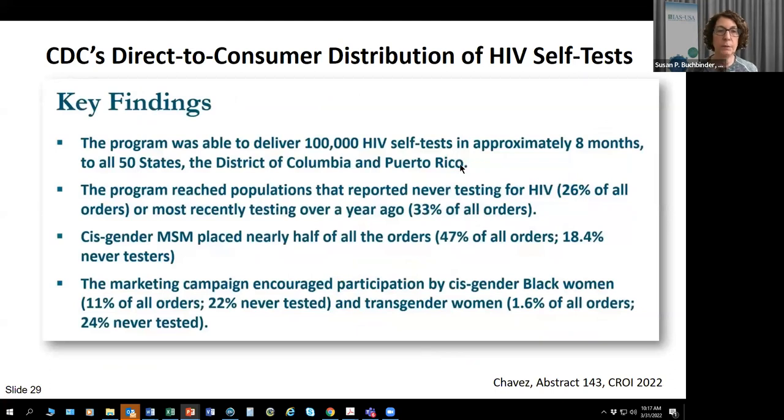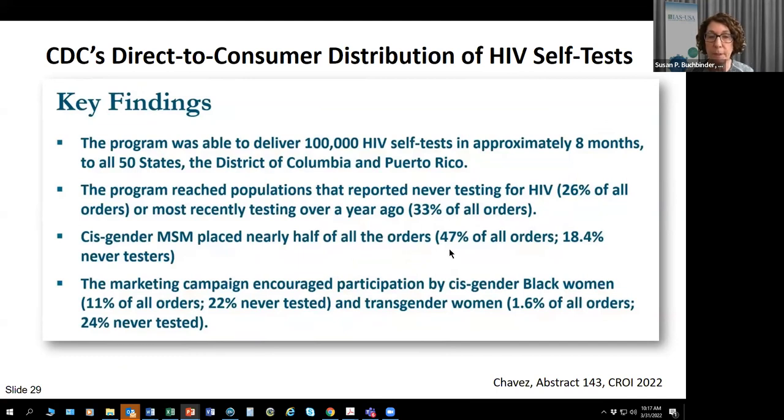And here's what they were able to do. They actually delivered the 100,000 tests in just 8 months, and they delivered them in all 50 states, the District of Columbia and Puerto Rico. They reached populations that reported never testing for HIV, and that was 26% of all orders, or most recently testing over a year ago, that was 33% of all orders. So they did reach a good population of people who hadn't been tested or not tested recently.